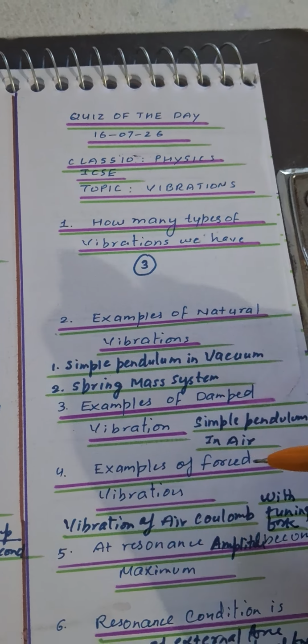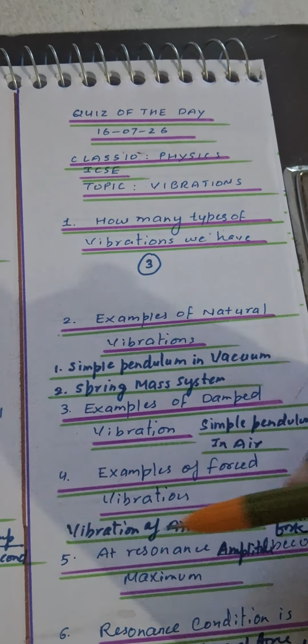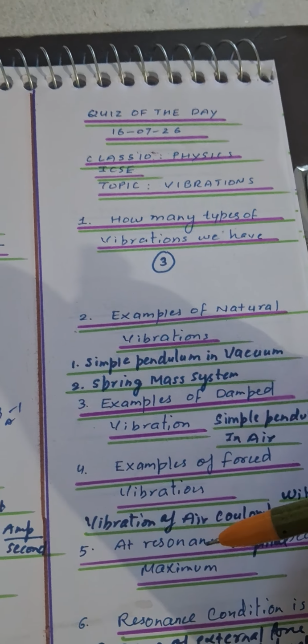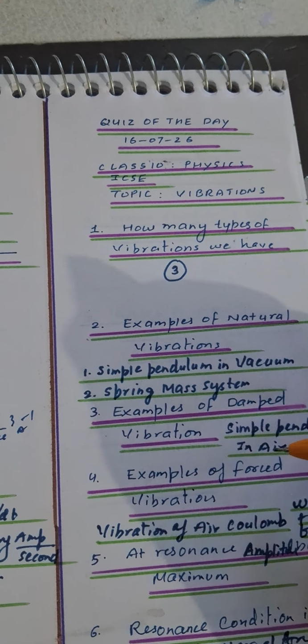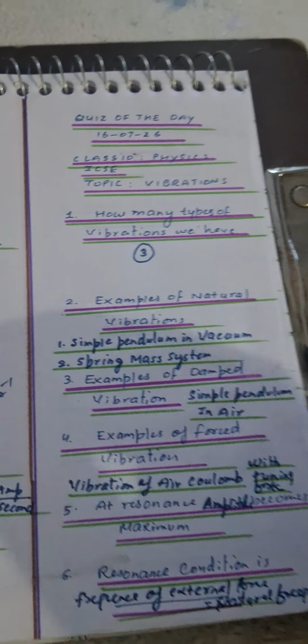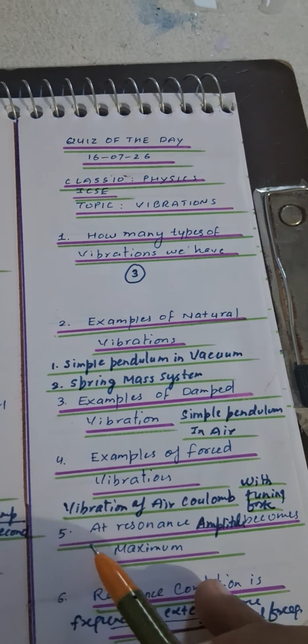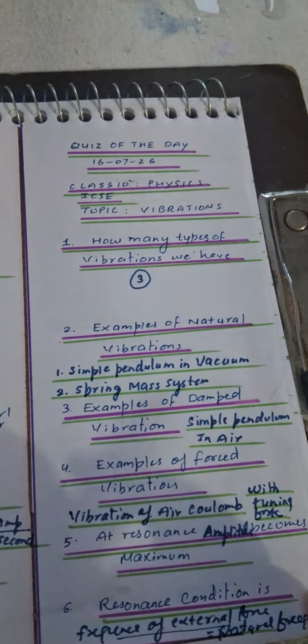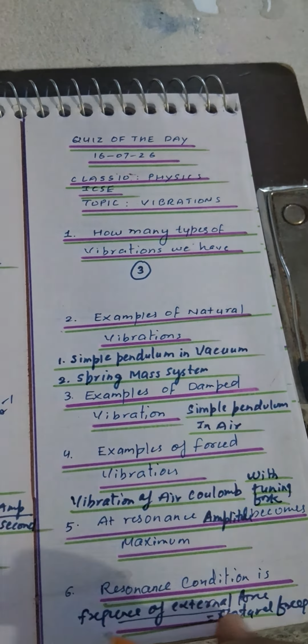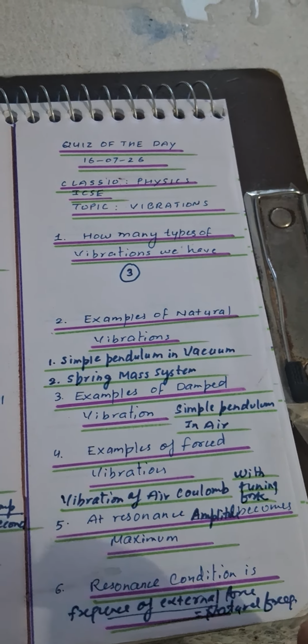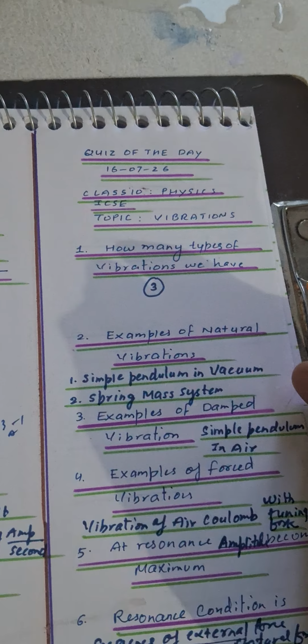Then we have examples of forced vibrations. We have the vibrations of air columns or the concept of resonance. There are many examples of resonance, which are all examples of forced vibrations. Then the next question: at resonance, the amplitude of oscillation becomes maximum, and the condition of resonance is that the frequency of the external force is equal to the natural frequency of vibration of the system.